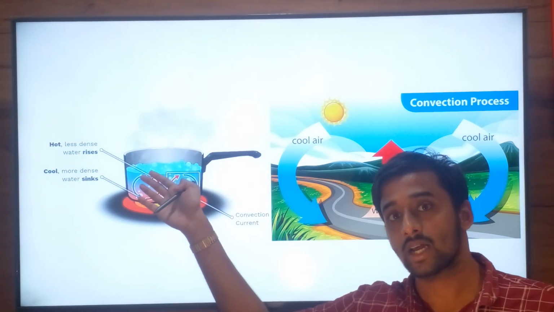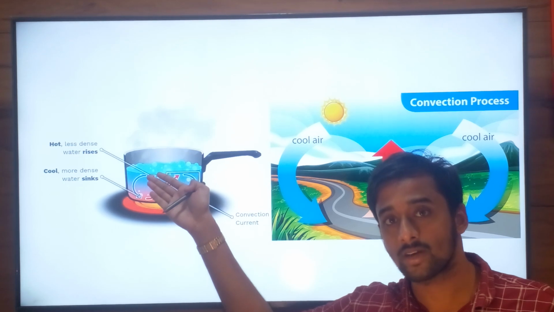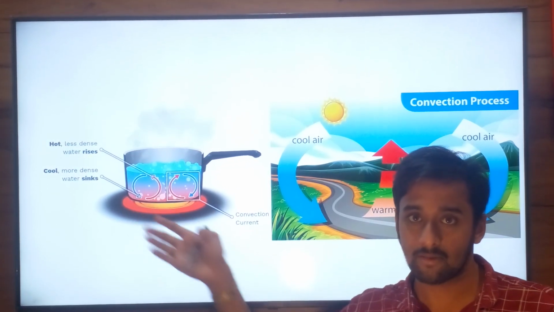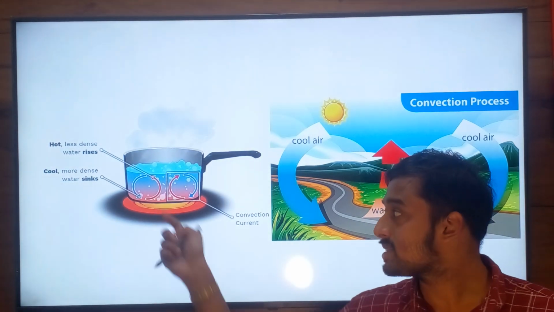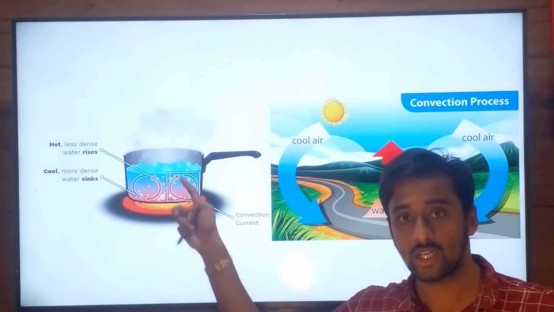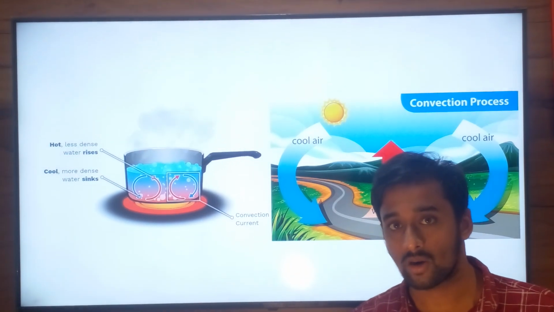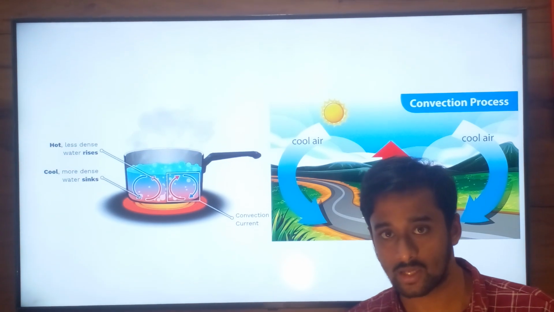On the other hand, there is another water layer on top of the surface, cooler than the warmer layer below. It comes down to replace that because of its high density. As a result, one cycle is established, and that goes on and on, hot water replaced by cold water, so on and so forth.